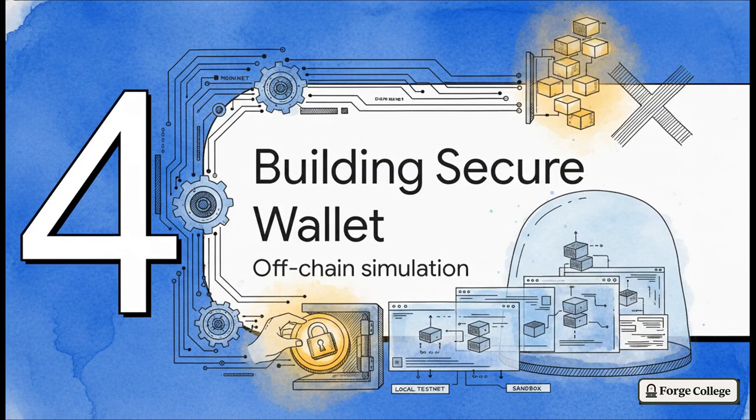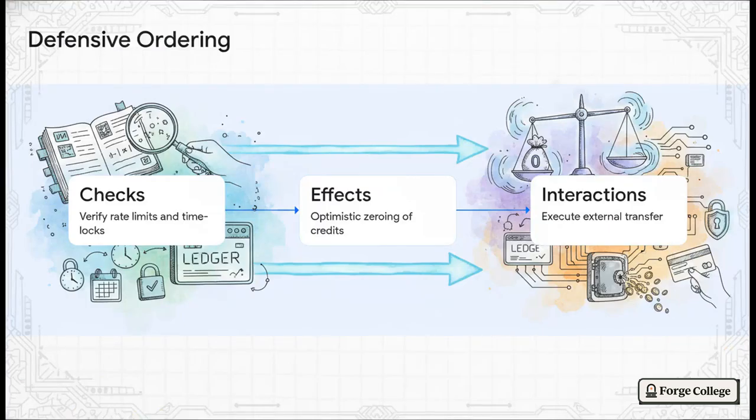Section 4. Building the secure wallet. Now, let's look at the actual construction of our contract, using a local Hardhat network for isolated, reproducible testing. We want to simulate everything safely off-chain. When we write the actual Solidity code for our withdrawal function, we strictly follow this flow.